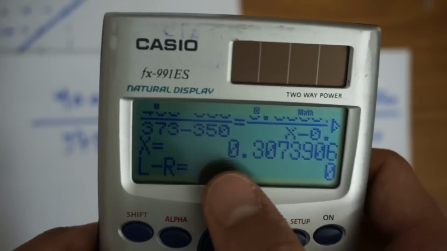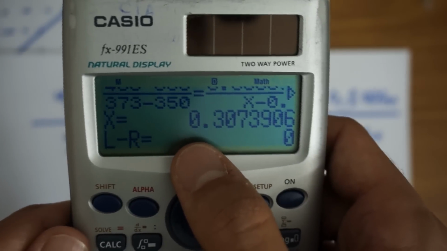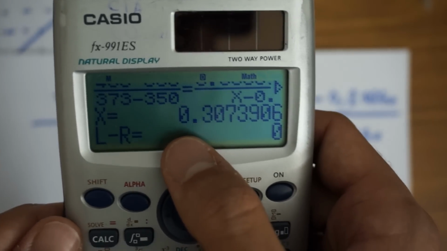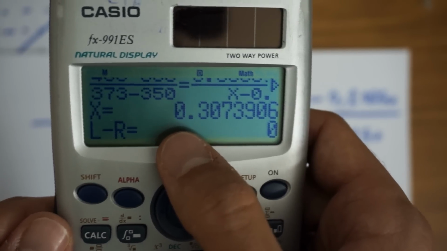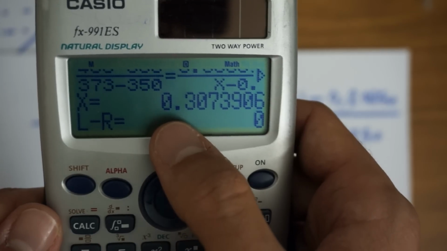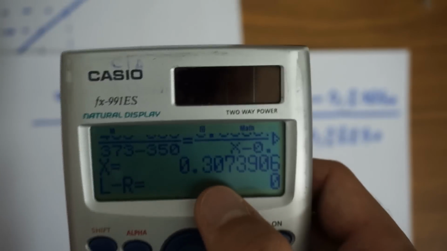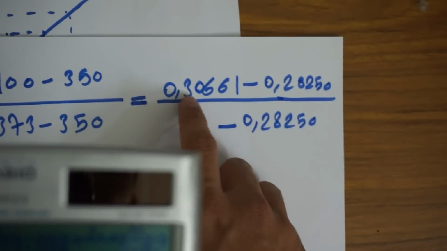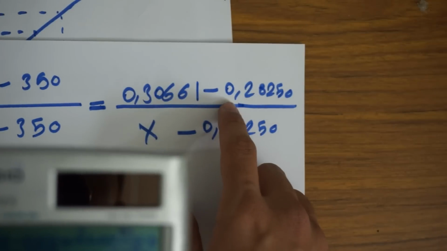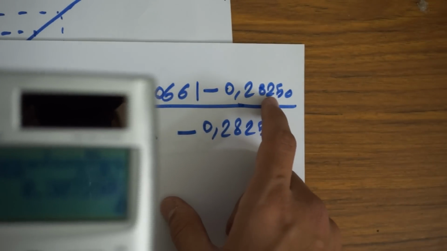Now, as you can see, we have the corresponding value of specific volume at 373 degrees Celsius. This value is 0.307, and it makes sense because it is between 0.306 and 0.28250.